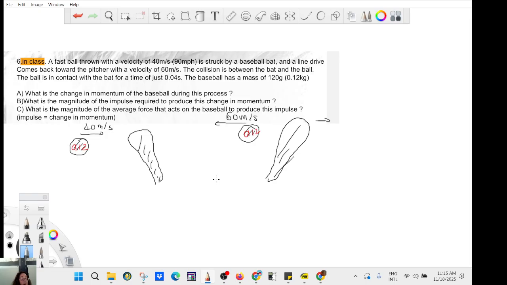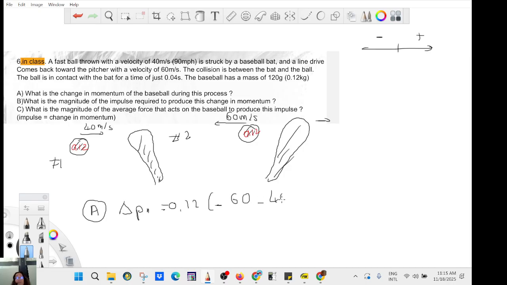Okay, so what do they want? The mass, they have the time. Okay, A. What is the change in momentum of the baseball? So P, this is thing number 1, that will be thing number 2. So change in momentum will be the mass. Do you agree? And here we have to be careful. This is plus, this is minus. So left minus will be minus 60, minus 40.